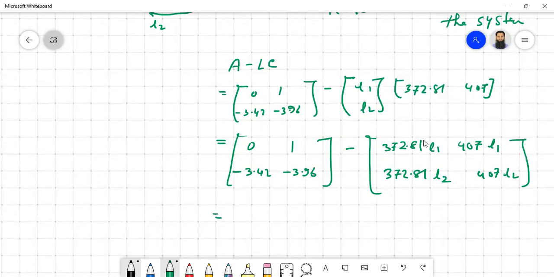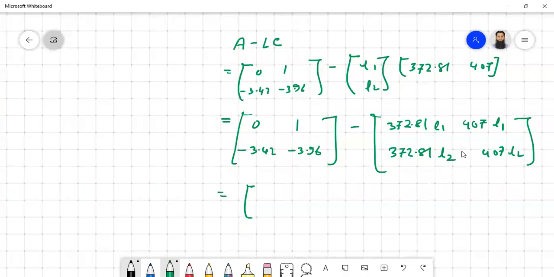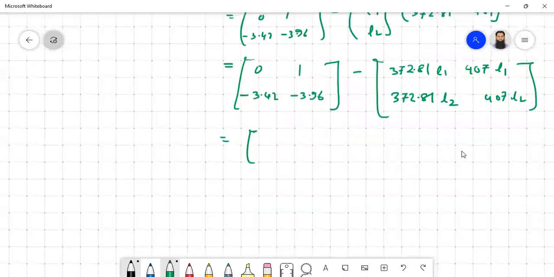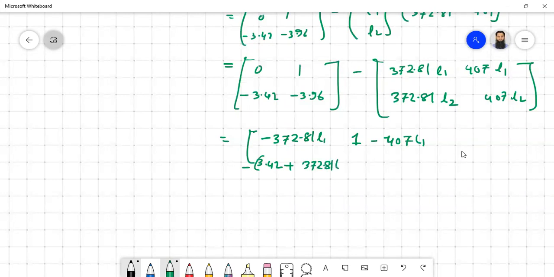So now if you finally find the matrix, then what you're going to get is minus 372.81 L1, 1 minus 407 L1, then minus 3.42 plus 372.81 L2, and minus 3.96 plus 407 L2. Okay, so next thing is finding the desired characteristic equation.